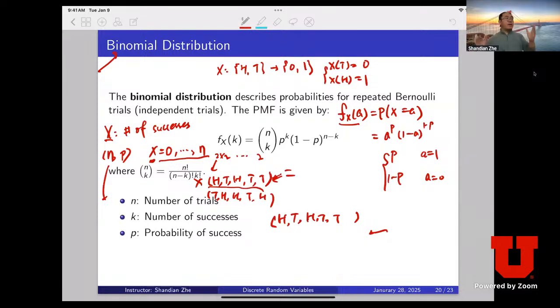As to how many sequences in total are in the sample space, how can we calculate that? This sequence contains 5 outcomes, and each outcome is either heads or tail. That means in this sequence, every element has 2 possible choices. So you have a sequence of n elements, and you have 2 to the power of n different possible sequences, which form the whole sample space.